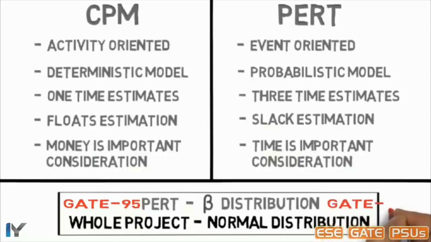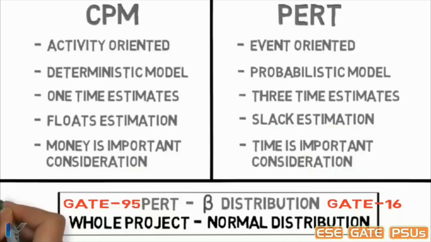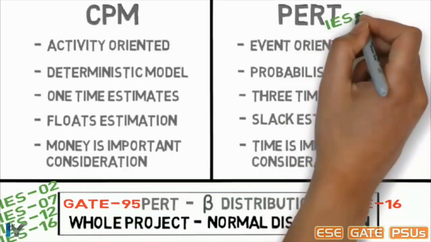Exactly same question was repeated in GATE 16 also. In ESE 2002, the question was, PERT follows which one of the following distribution? Alpha, beta, binomial, Lagrangian. The same question was again and again repeated in ESE 2007, 2012 and 2016. In ESE 96, a statement and reason based question came related to PERT.